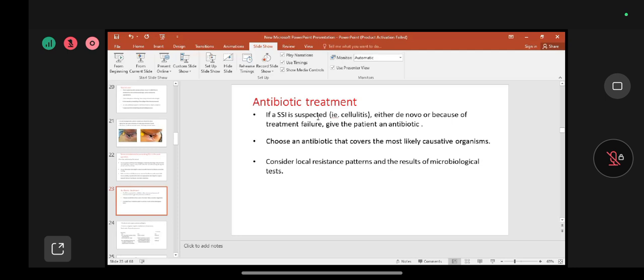Antibiotic treatment. Antibiotic treatment should be given if surgical site infection is present, like cellulitis, either de novo or because of treatment failure.